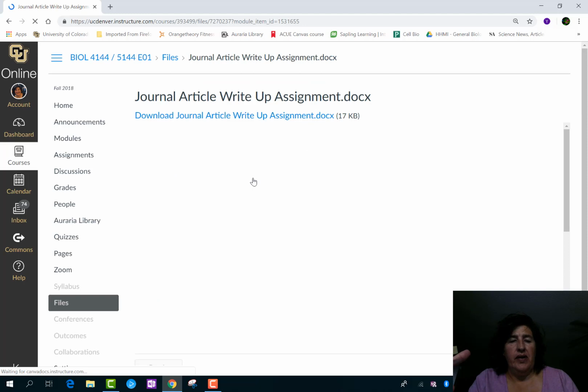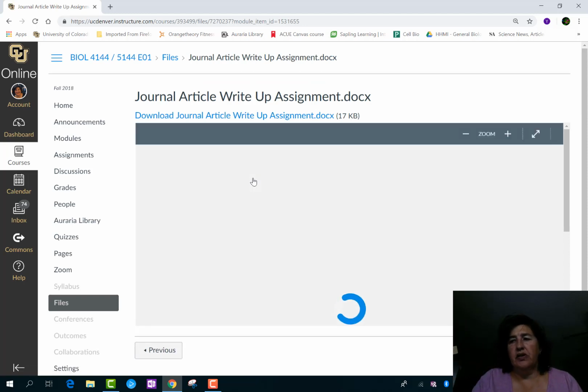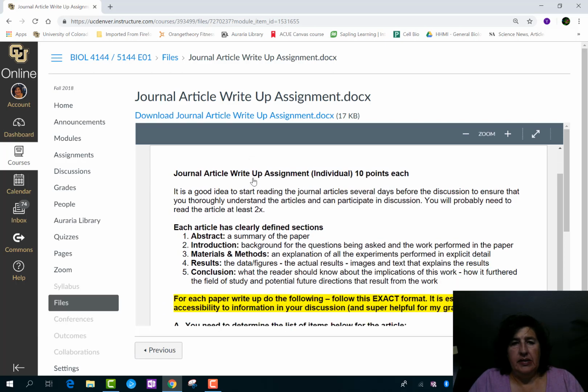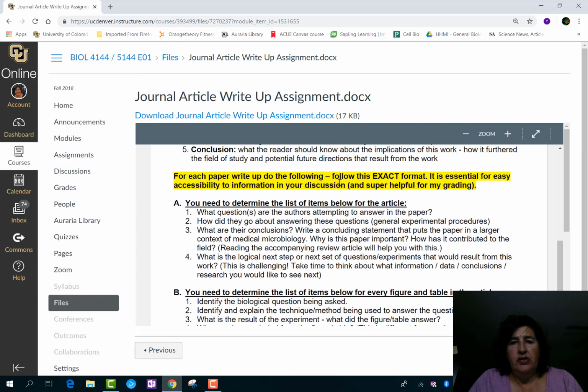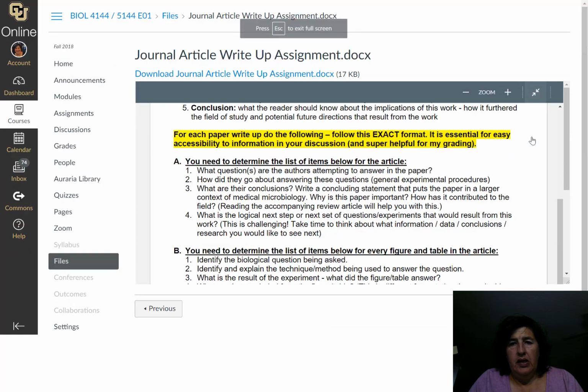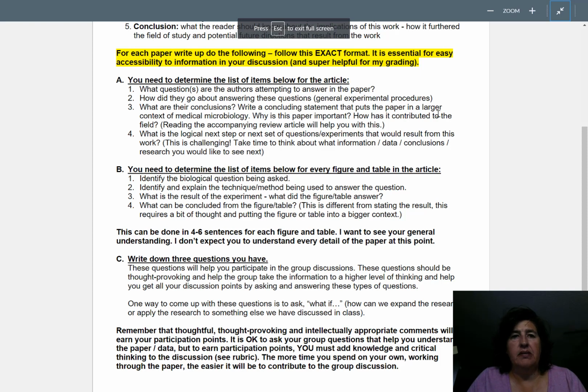So what I want you to do on the weekends, before each week you start discussing a paper, is this assignment that says a little bit about the article. For each paper, you need to do this, and I want it in this format because it makes it easiest for me to grade. So you're going to have section A, which you might do last because this is the overall about the article. So what questions are the authors attempting to answer? What biological questions are they answering?